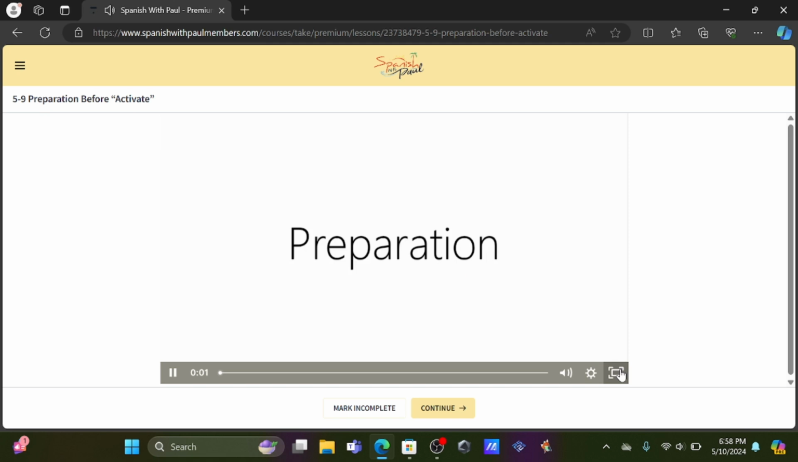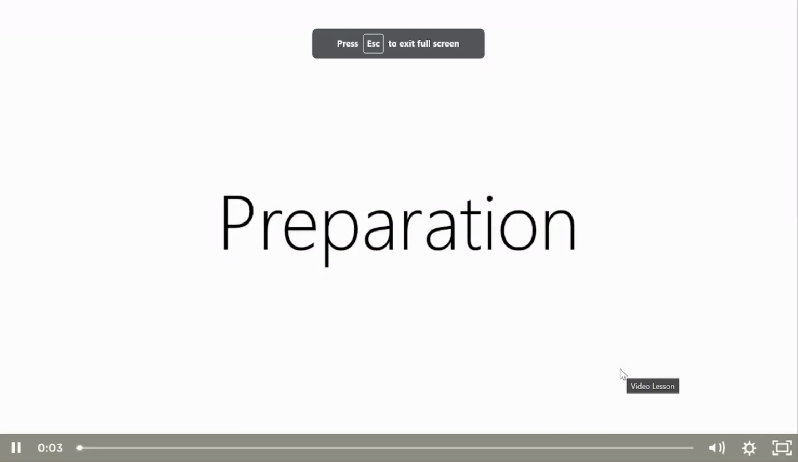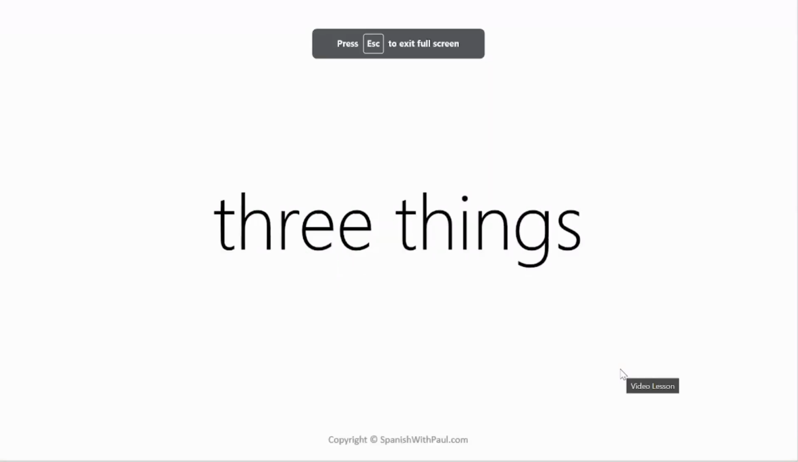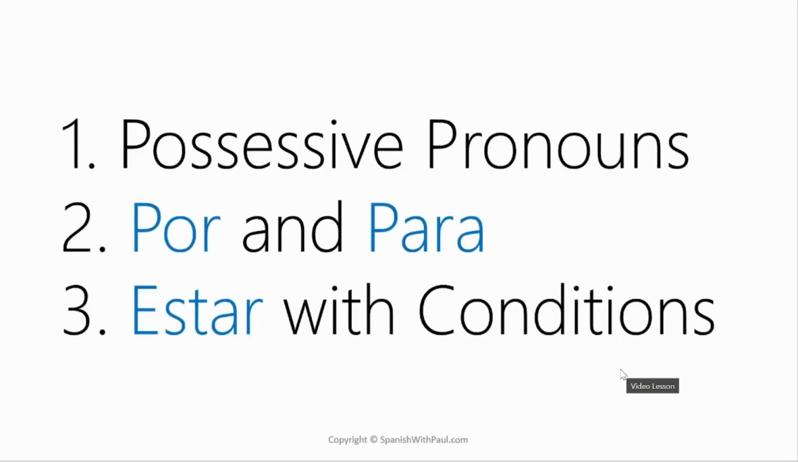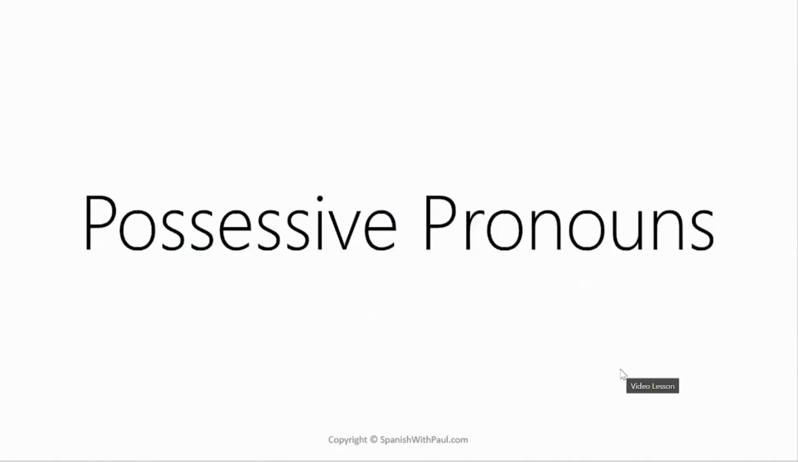This module is all about finishing our preparation before the next module, and there are three things that we need to take care of. Those are possessive pronouns, por and para, and estar with conditions. So let's begin with possessive pronouns.